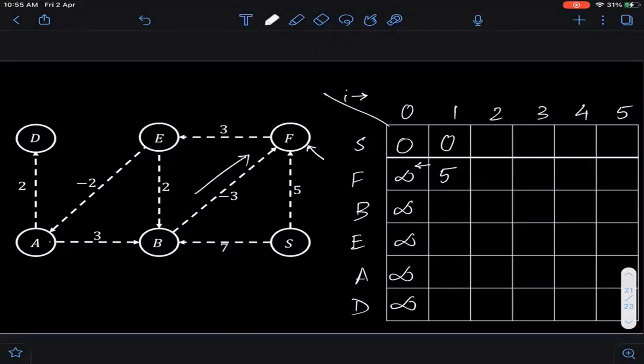How about b comma 1? It should be 7, I guess, right? So it should be 7. And the rest will still remain infinity. Please be very careful. I tend to make mistakes, so please tell me if I'm making mistakes. Now we go to the next column. So we are 0 here. How about F?